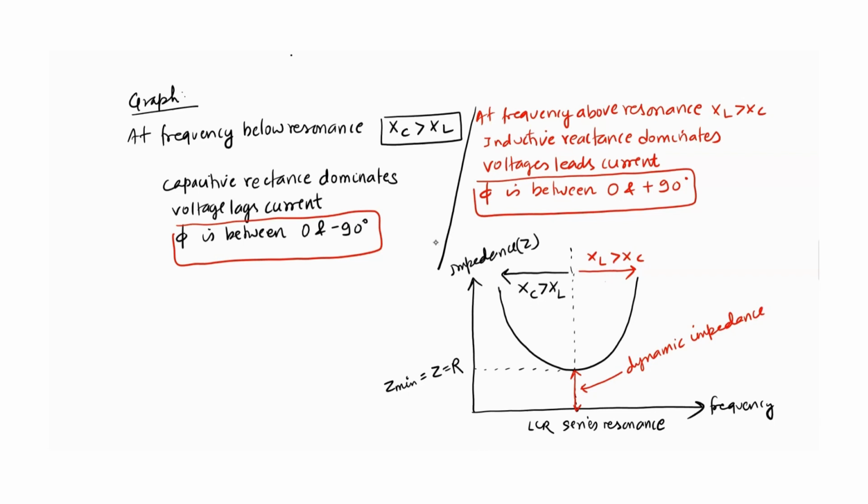So in this graph, we have shown resonance, at which Z is minimum, and capacitive reactance dominating and inductive reactance dominating the circuit. So we have this.